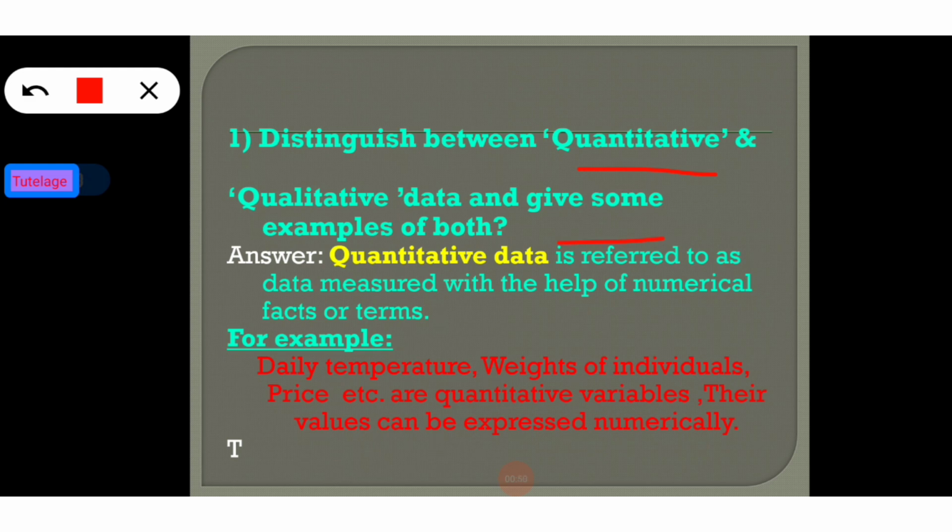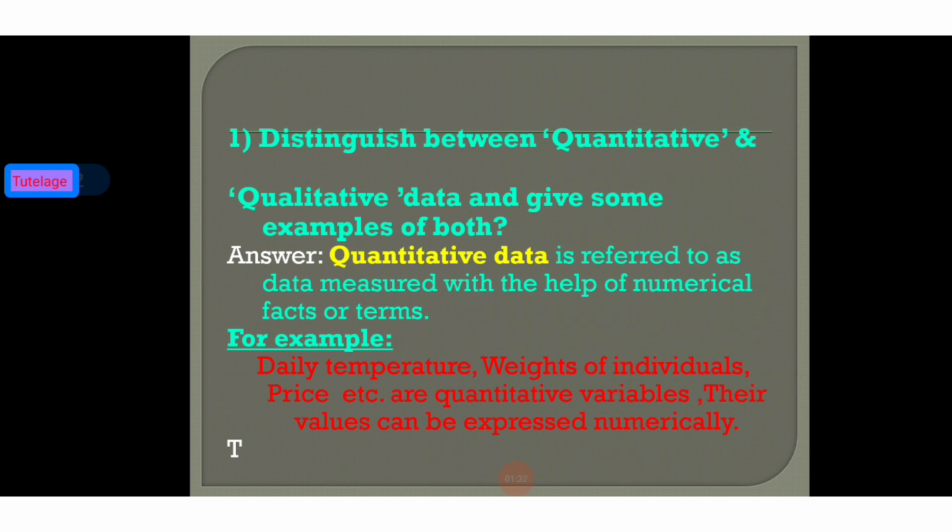Okay, so at first we have to discuss what you mean by quantitative data. So quantitative data is referred to as data measured with the help of numerical facts or terms. So basically quantitative data indicates numerical data, numerical facts. For example, daily temperature, weights of individuals like 58, 68, which indicate numerical numbers. So all are examples of quantitative data, and quantitative values basically can be expressed numerically.